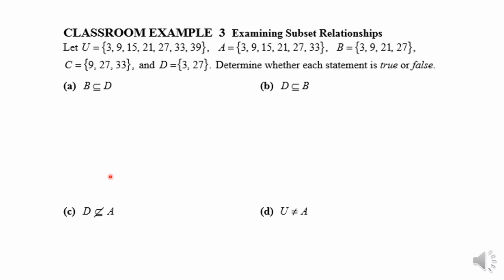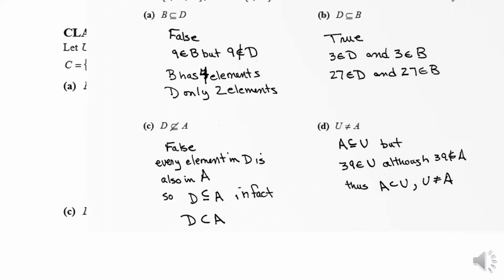The next example is examining subset relationships. We have a universal set and sets A, B, C, and D, and we have to figure out whether these are true or false. I'm probably not going to always ask you whether things are true or false, but also ask you to explain your answer.